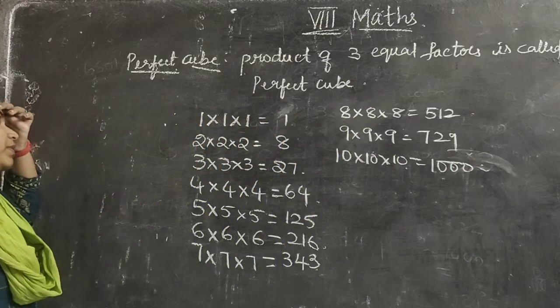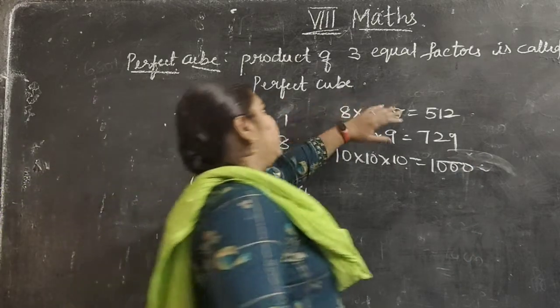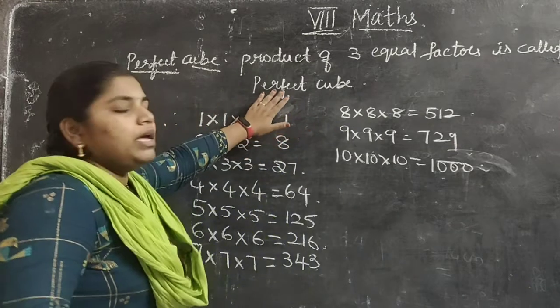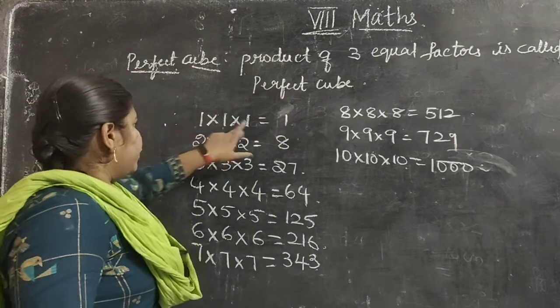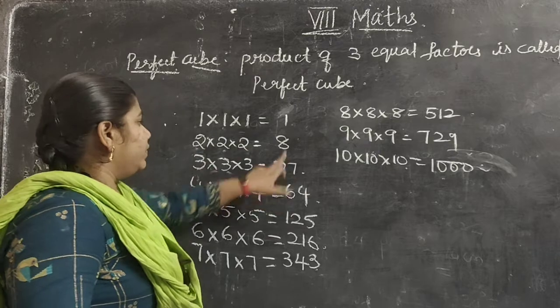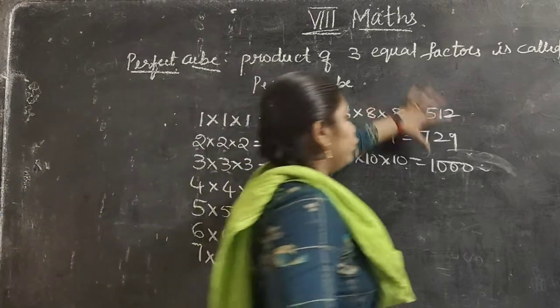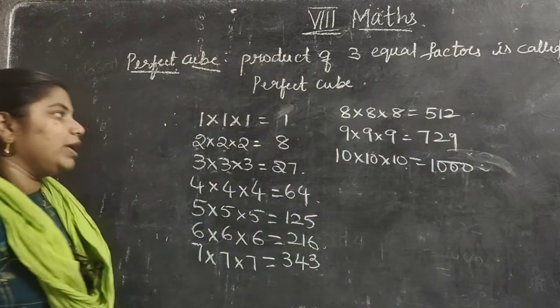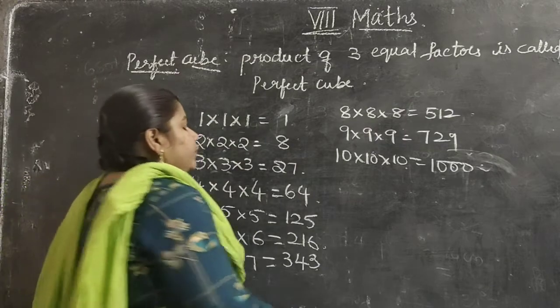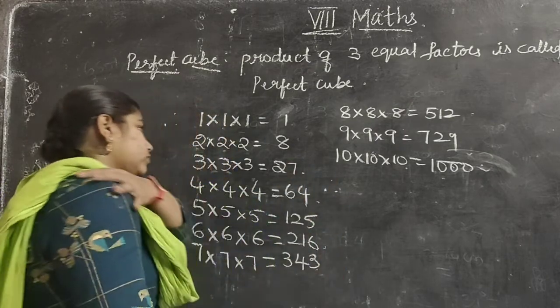So what do you mean by perfect cube? Product of three equal factors forms a perfect cube value. So the product of three equal factors gives us a perfect cube number. For this we have some properties. So what is the first property?